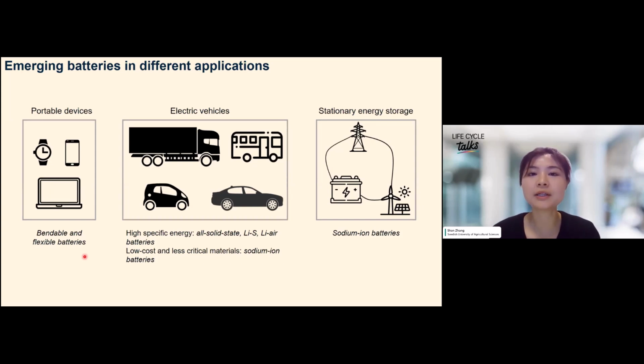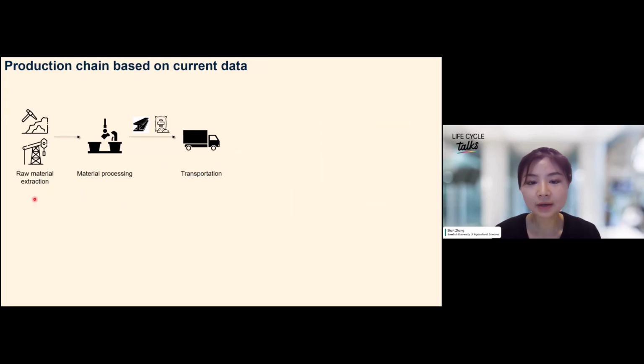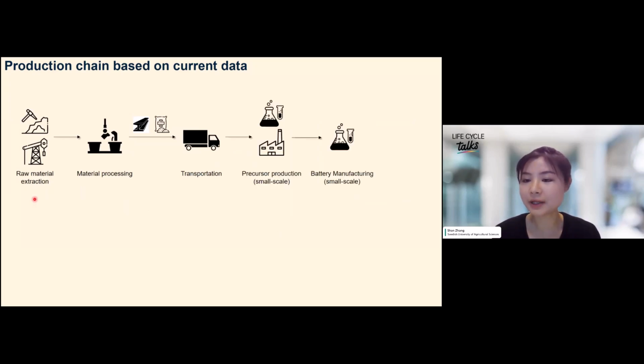Life cycle assessment is a method that can be used to quantify the performance of a product, process, or an activity. In terms of emerging batteries, the life cycle can be simplified as starting from raw material extraction, followed by material processing, transportation, precursor material production, battery manufacturing, to the final battery product.